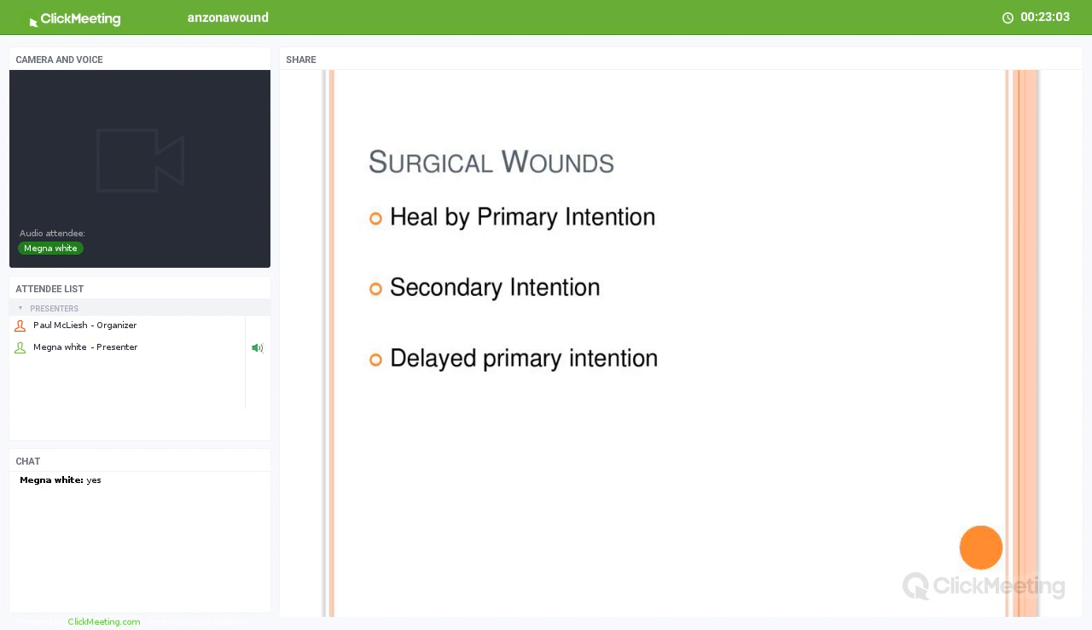When we look at surgical wounds, the first aim of a surgical wound is to heal by primary intention. Secondly, you've got secondary intent, or your delayed primary intention. So these are the three different areas that we'll discuss individually.